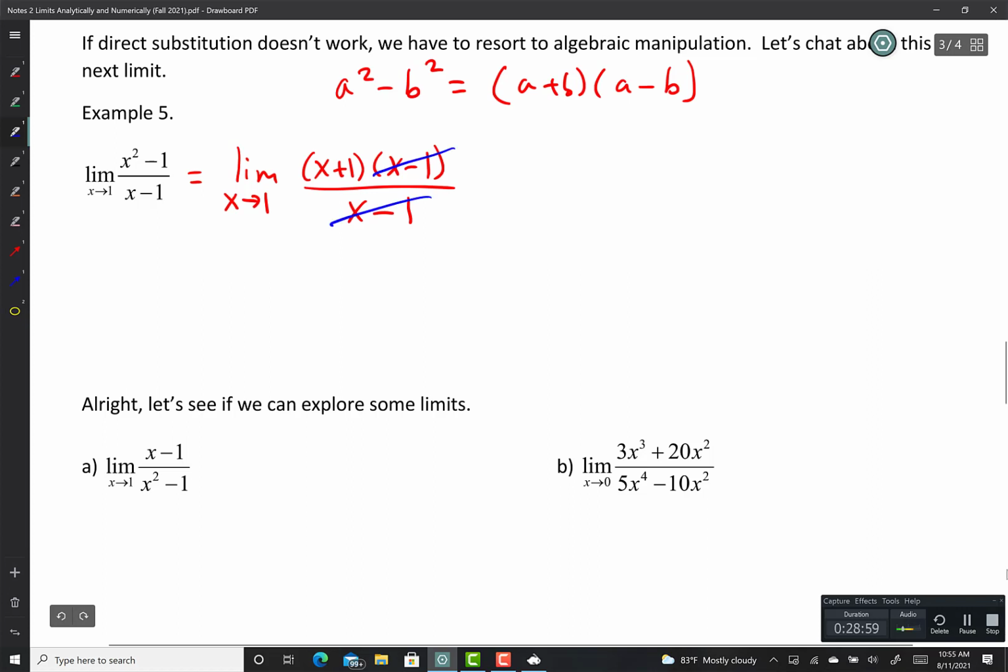Now can I do direct substitution? Yes. Once you do direct substitution, you no longer need to write the word limit. What is 1 plus 1? There it is. Do you see how we did it, guys? Okay, we're going to keep going.